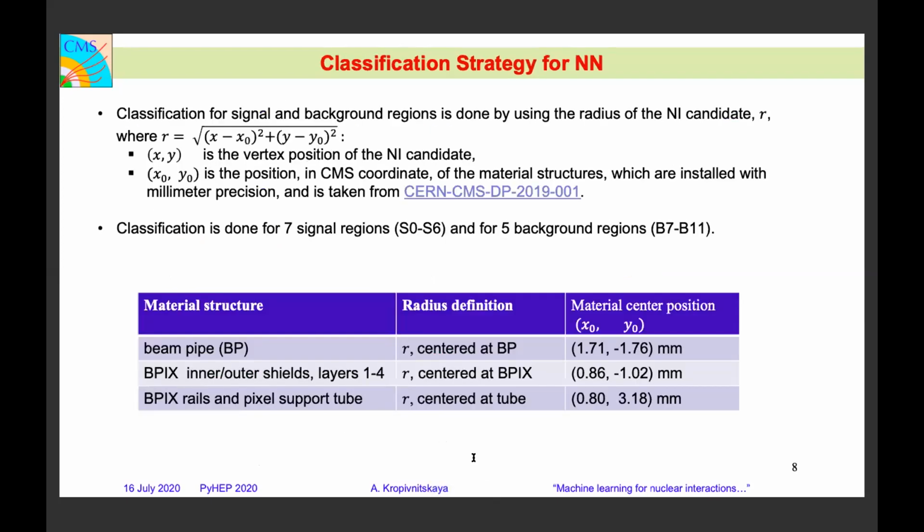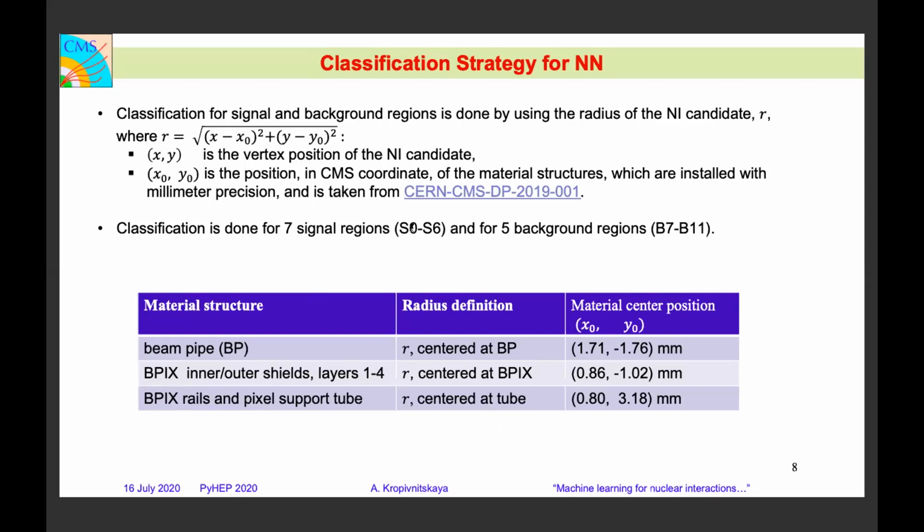So how do we perform the classification? Classification of signal and background regions is done using the radius of the nuclear interaction candidate, which is defined by this formula, where x, y is the vertex position of the nuclear interaction, and x0, y0 is the position in the CMS coordinate system of the material structure, which are installed with millimeter precision, and they are taken from this publication. And they are listed in this table for the beam pipe, for the BPX, and for the rails and support tube. So classification is done in 7 regions.